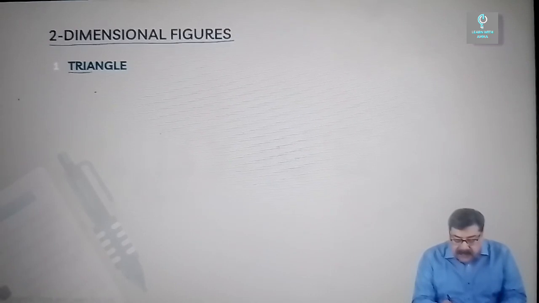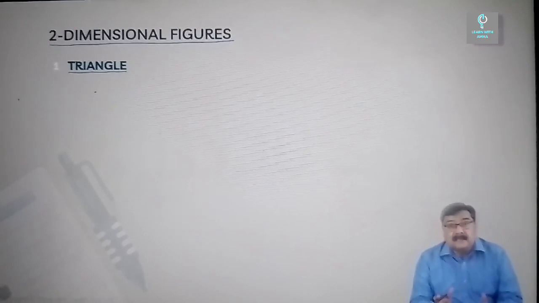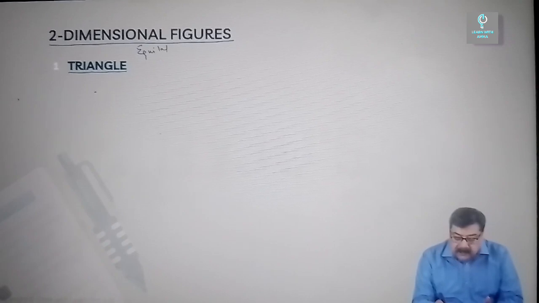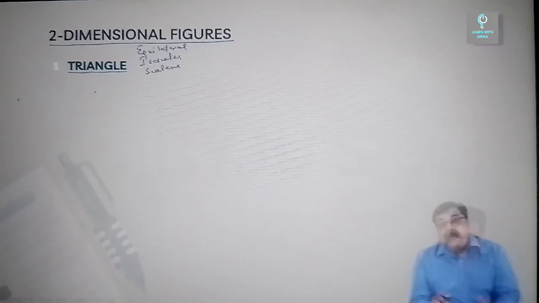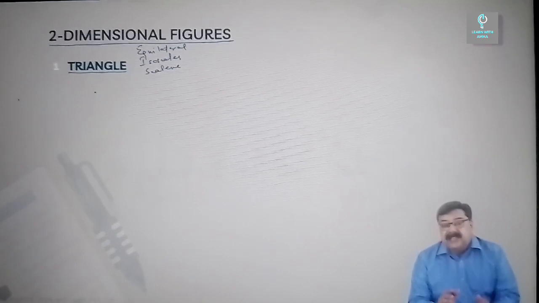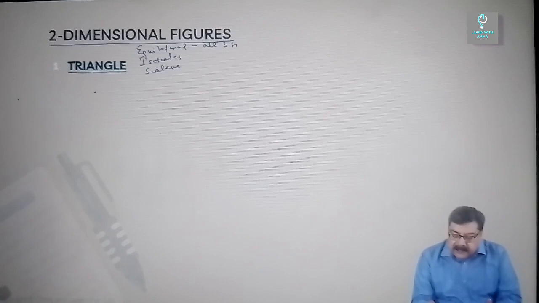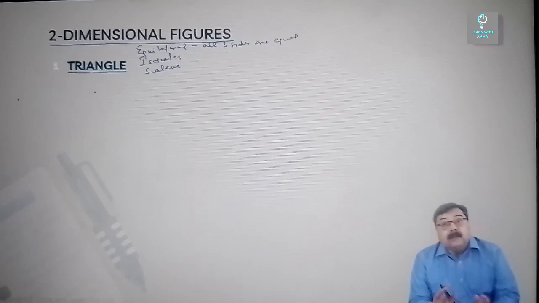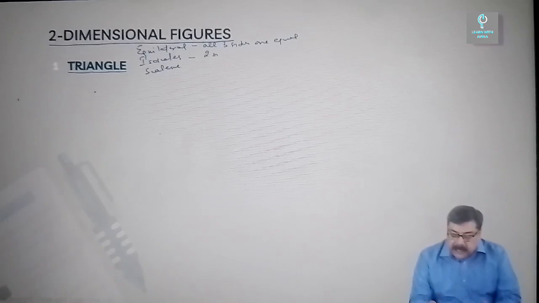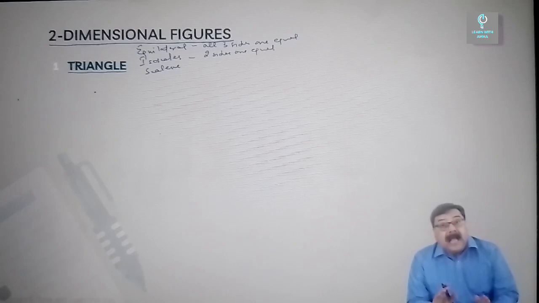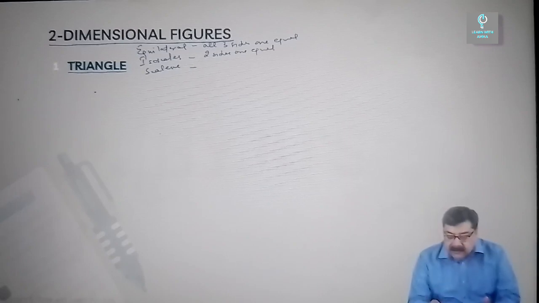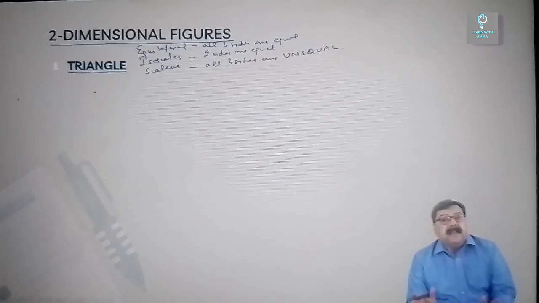The first one is triangle, and you know that there are various types of triangles. We have equilateral triangle, then we have an isosceles triangle, we have a scalene triangle. Now these are three types of triangles based on the size of the sides. Now in equilateral triangle, all three sides are equal, which also means that all the three angles are equal, 60 degrees each. In an isosceles triangle, two sides are equal, which also means that two angles will be equal. And in a scalene triangle, all three sides are unequal. The three sides will have different dimensions.